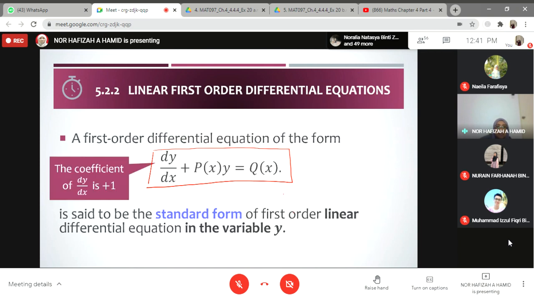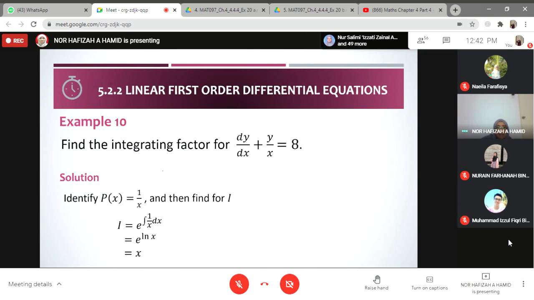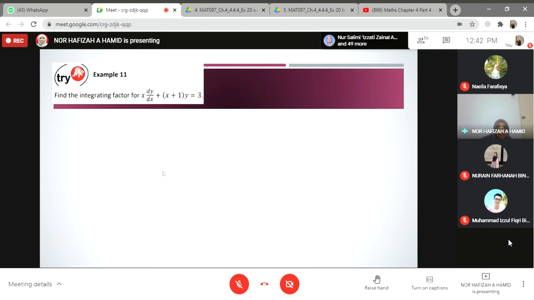The coefficient of dy over dx is 1, it must be 1. Then we have the integrating factor. The integrating factor formula is e to the power of the integral of px dx. You must also memorize this formula for the integrating factor, and the one above is the standard form. So I want you to refer to example 11.